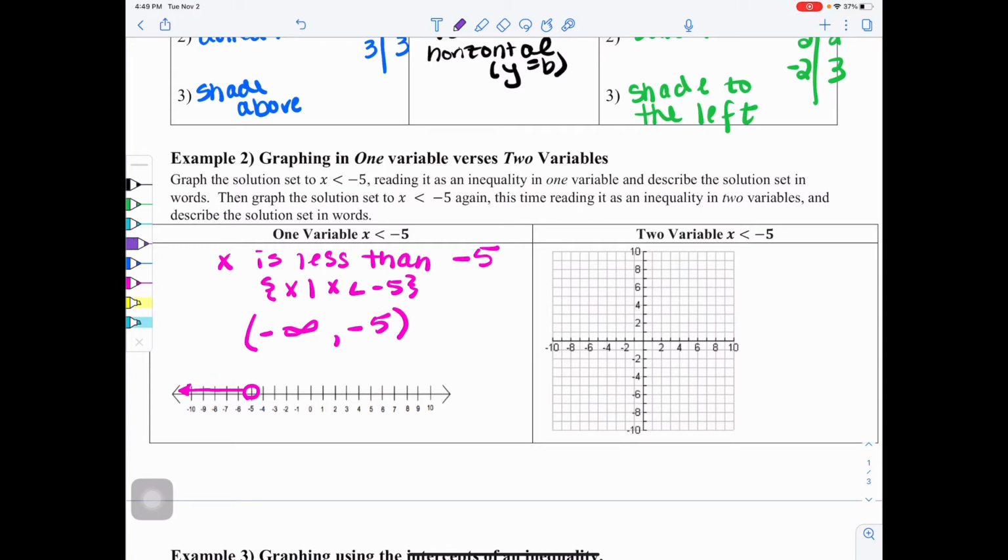Let's compare that with graphing this in two variables. So thinking back, you're going to graph x equals -5, which means, again, if I had a table, the x side is always going to be -5, no matter what the y values are. Or remember that if x equals -5, you're going to make an x-intercept of -5 and draw a vertical line through it. Now, x is less than -5. So if I'm picking between dotted and solid, I want to pick a dotted line because the -5 is not included.